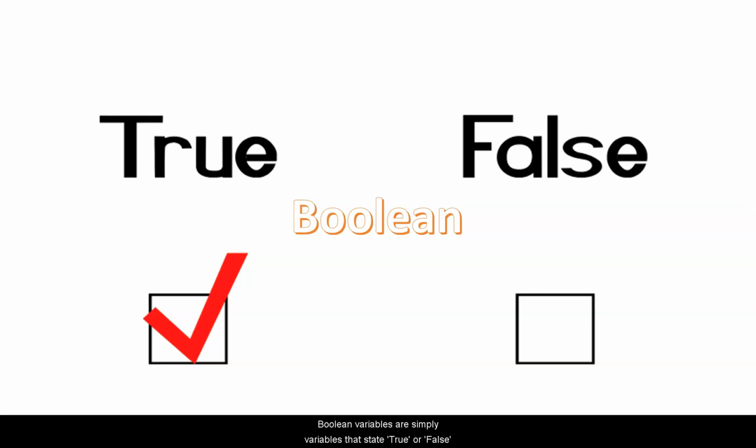Boolean variables are simply variables that state true or false. They are used in Boolean equations, also known as logical equations, to determine if a statement is true or false. A variable that's rather straightforward, but it is a very powerful tool, as you'll see moving forward. Now let's open PyCharm and play around with these variables.